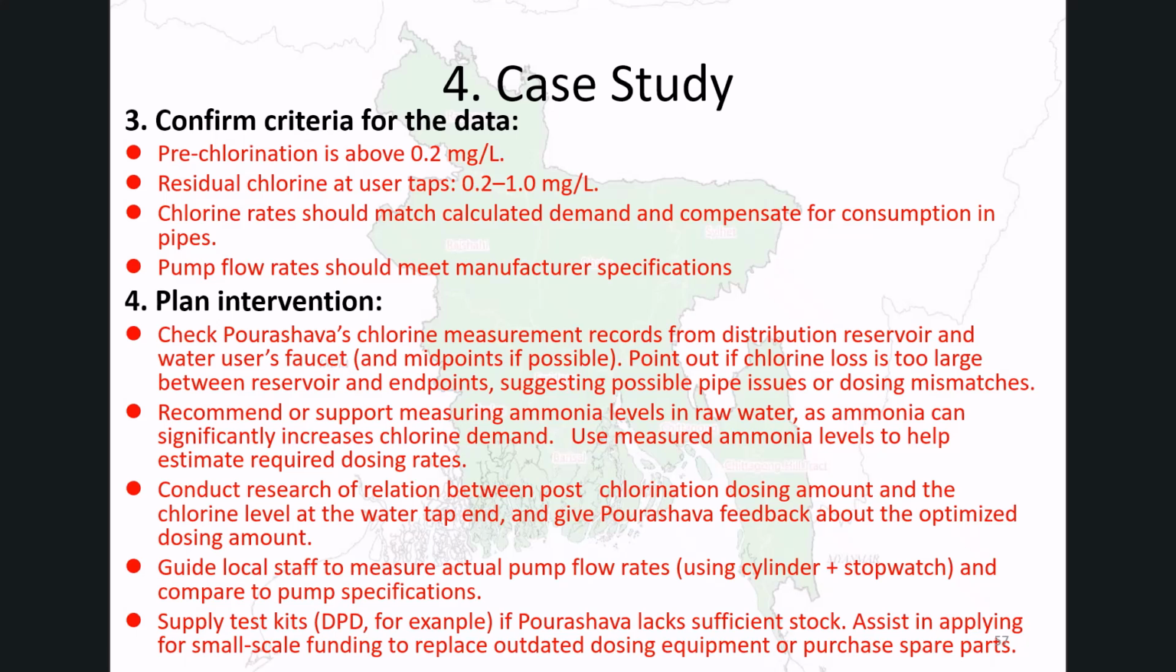4. Guide local staff so that they can verify the actual dosing pump flow rate using a measuring cylinder and stopwatch and compare it with pump specifications. 5. If resources are limited, DPHE support can include supplying DPD test kits and assisting with small-scale funding for replacing outdated dosing equipment or procuring critical spare parts.